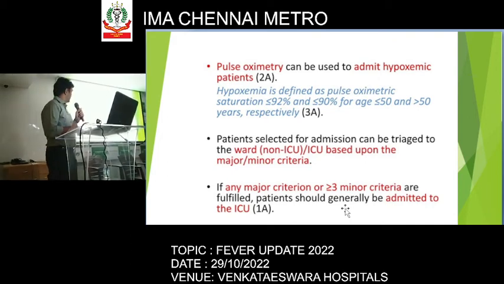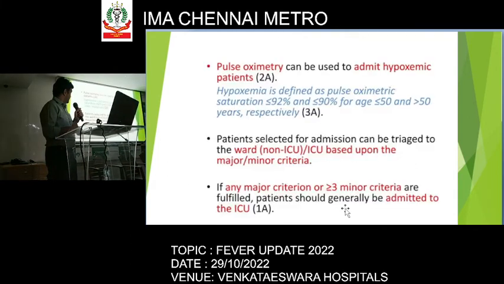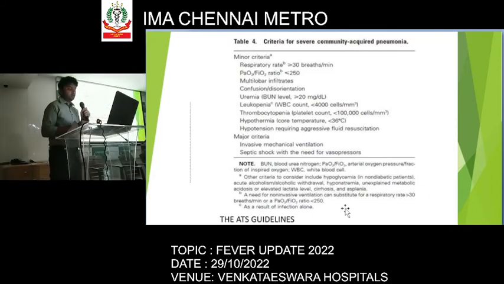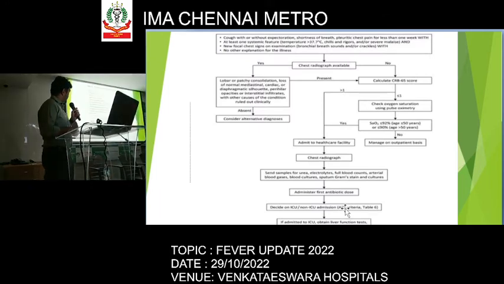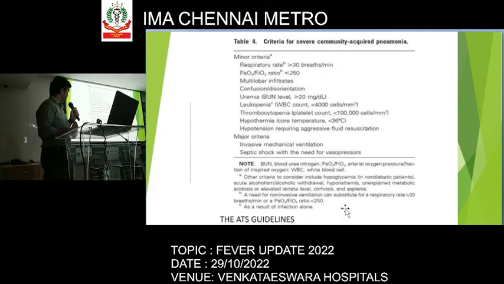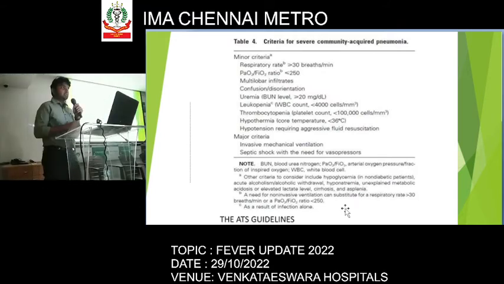So if any of the major criteria, or more than 3 minor criteria, is fulfilled, then patient should be admitted to the ICU. So this is the ATS guidelines criteria. The major criteria are invasive mechanical ventilation or septic shock with need of vasopressor. And the minor criteria are respiratory rate more than 30, PaO2/FiO2 less than 250, multilobar infiltrates, confusion, leukopenia, thrombocytopenia, hypothermia, hypotension. If any 3 of these features are there, we have to consider admitting the patient in ICU.